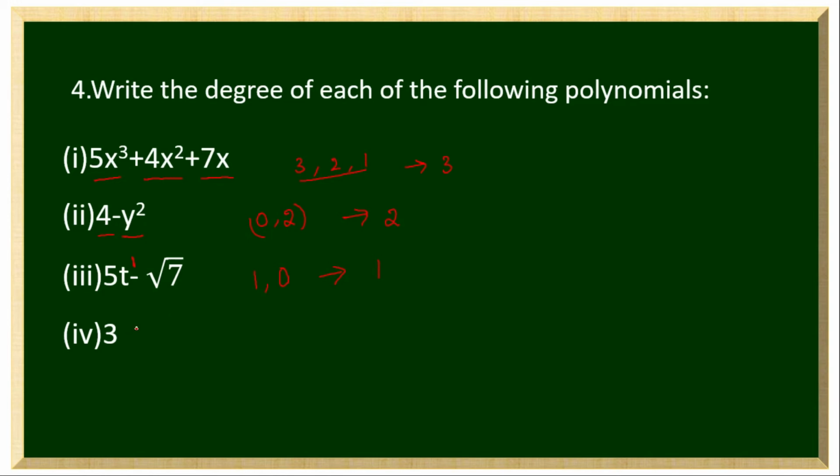Here we have the constant 3. I already discussed that degree of every constant is 0. So the degree of 3 is 0. Right? Clear? Next.